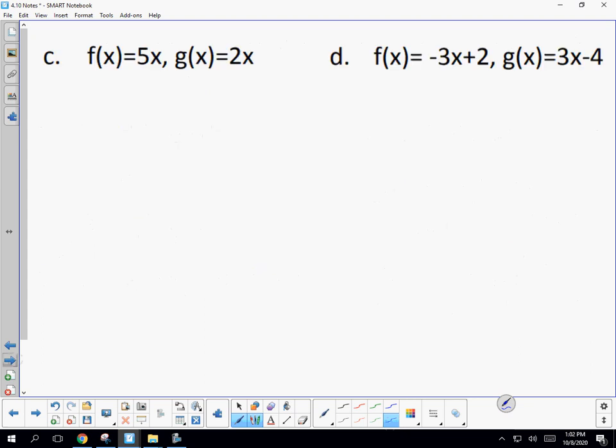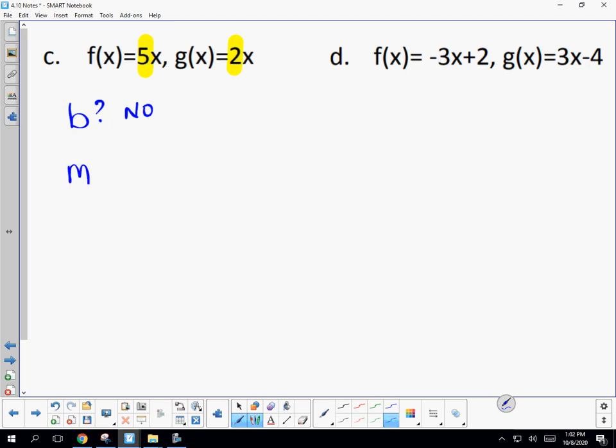Let's look at letter C. f of x equals 5x and g of x equals 2x. So if we look at these slopes, the 5 changed to a 2. But let's look at the b's. Did the b change? No. So there's not going to be any translation.